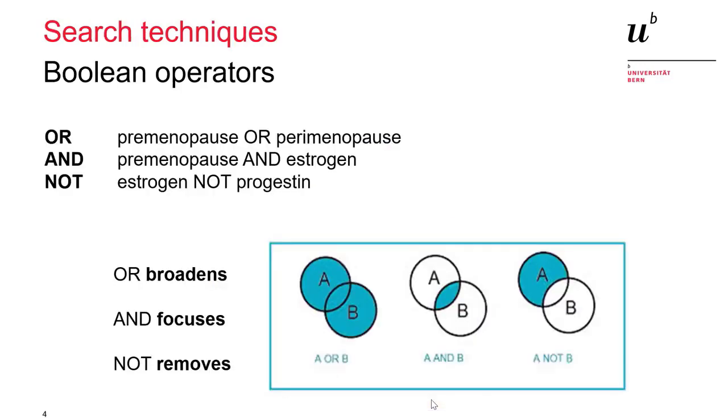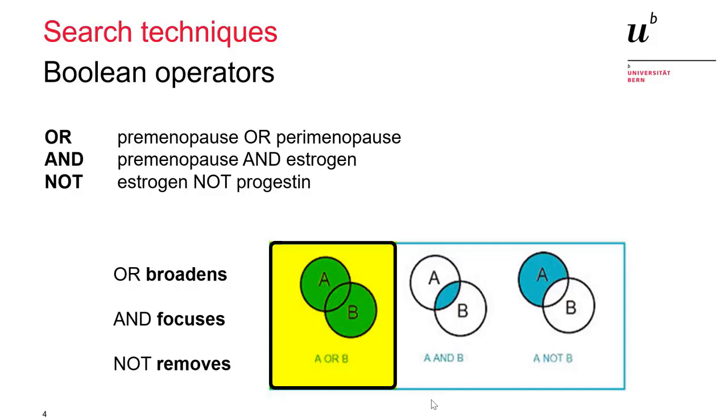Search techniques are ways of refining your search. The ones talked about here are specific to PubMed, although many of these search techniques can be used in different databases. Boolean operators in specific can be used in almost any database. There are three Boolean operators: OR, AND, and NOT. OR can be used to broaden a search.